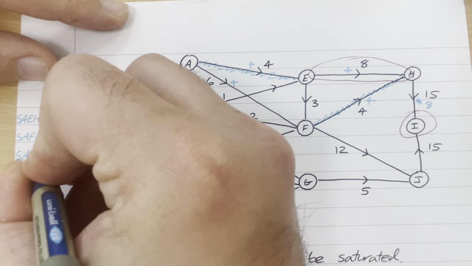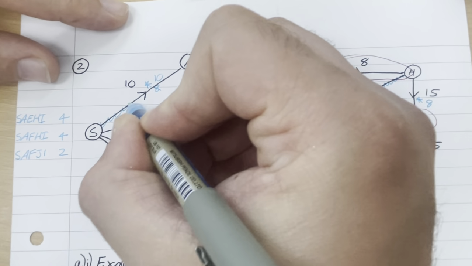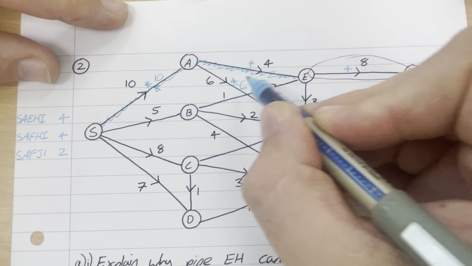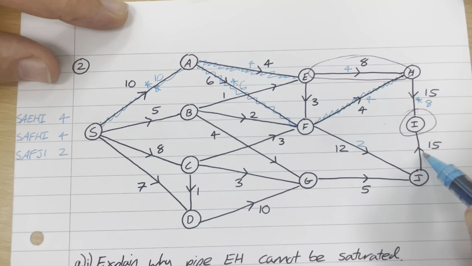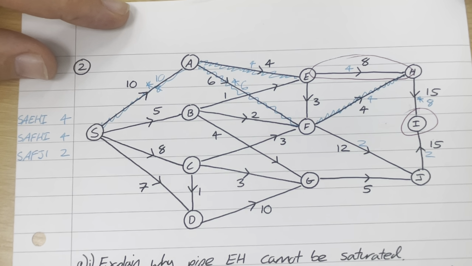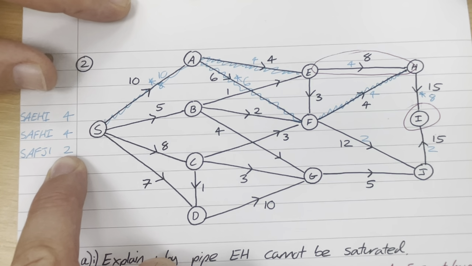S-A-F-J-I, that's going to give me 2. So that's going to be up at 10, which means that is saturated. That's going to be up at 6, so that's now saturated. That's now got a flow of 2 through it, and that's got a flow of 2 through it. Okay, let's keep going because I'm only at 10 flow through my network currently.